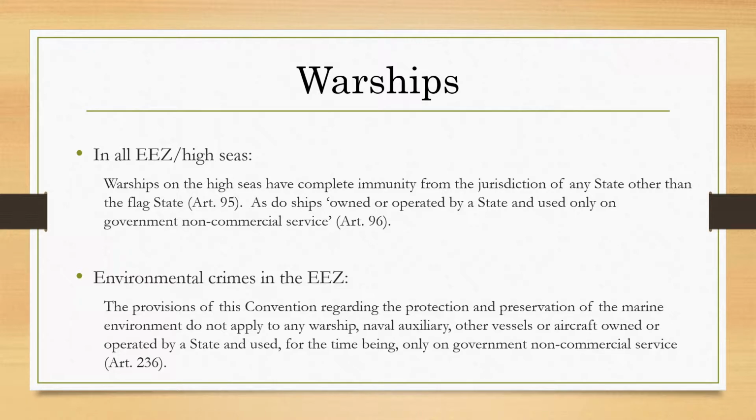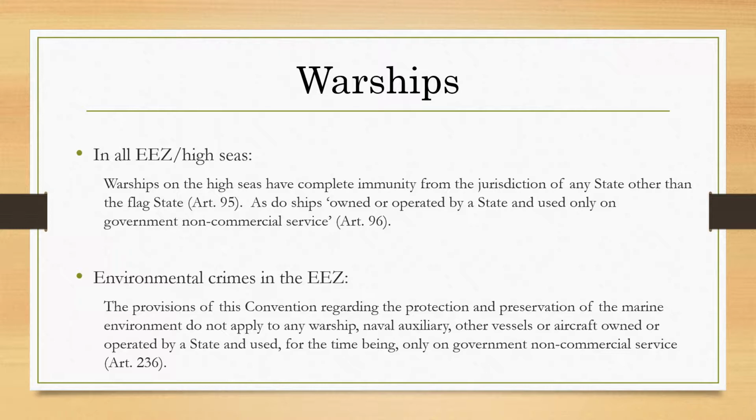However, that's just with regards to the territorial sea. Nothing else in the convention prevents sovereign immunity. So it says that under Article 95, warships on the high seas have complete immunity from the jurisdiction of any state other than the flag state. So again, it's the flag state that has the sovereign immunity. The vessel belongs to that state. It's representative of that state. And it has complete immunity from jurisdiction of any other state.